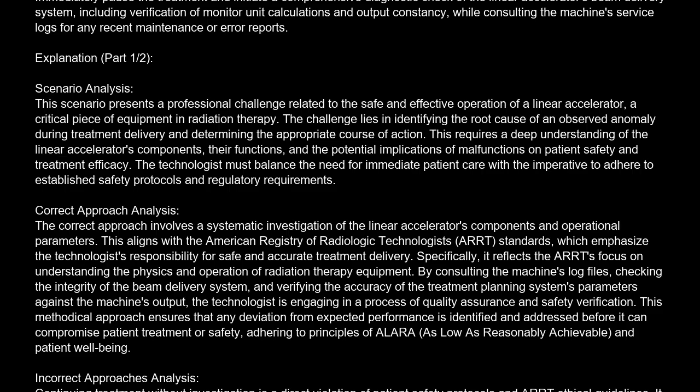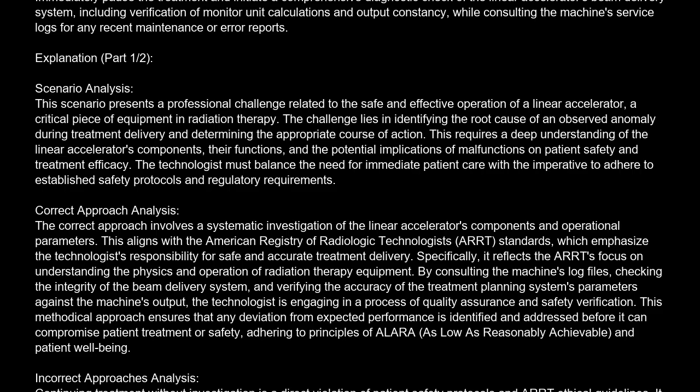Explanation. Scenario analysis. This scenario presents a professional challenge related to the safe and effective operation of a linear accelerator, a critical piece of equipment in radiation therapy. The challenge lies in identifying the root cause of an observed anomaly during treatment delivery and determining the appropriate course of action. This requires a deep understanding of the linear accelerator's components, their functions, and the potential implications of malfunctions on patient safety and treatment efficacy. The technologist must balance the need for immediate patient care with the imperative to adhere to established safety protocols and regulatory requirements. Correct approach analysis.